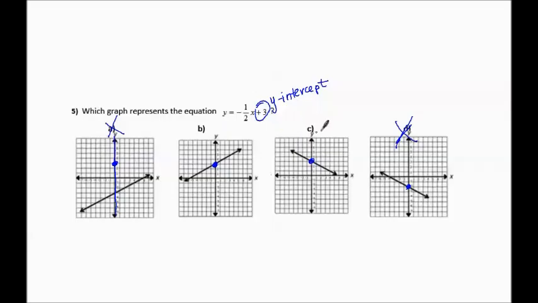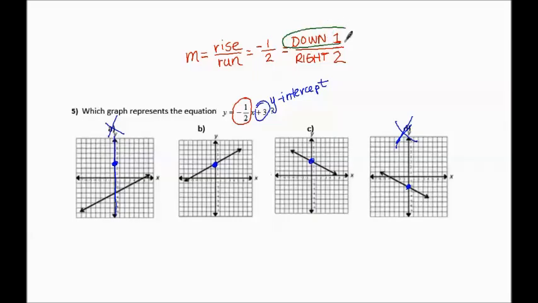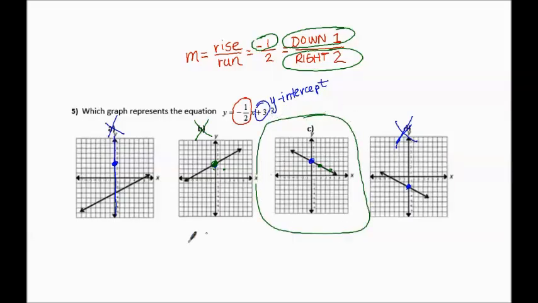How do we pick between B and C? We refer to the slope. The slope should be negative 1/2. What that means is that from that y-intercept, you should be going down 1 and then right 2. The 1 is down because it's negative. So if I use option B and I go down 1 and then right 2, I'm going away from the line, so B is not it. But if in option C I go down 1 and then to the right 2, I am falling on the line. So my option here is going to be option C.